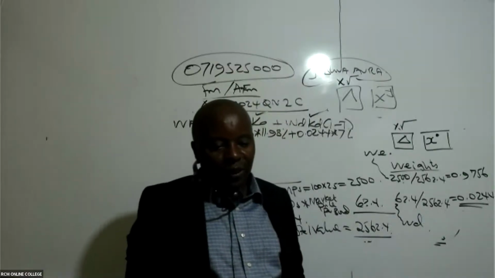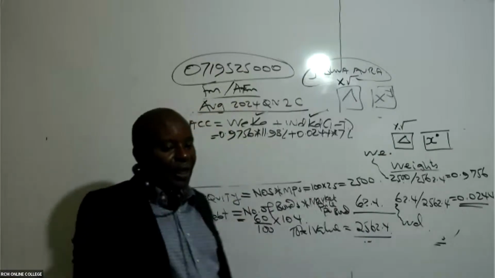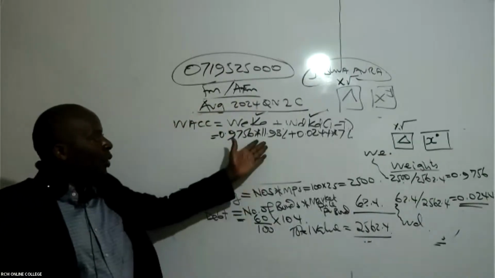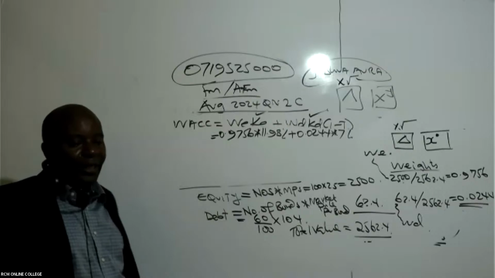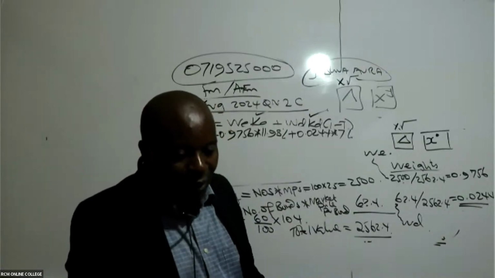For the weighted average cost of capital, I hope this 11.98 is correct, and I hope you guys are able to see where we got it from.